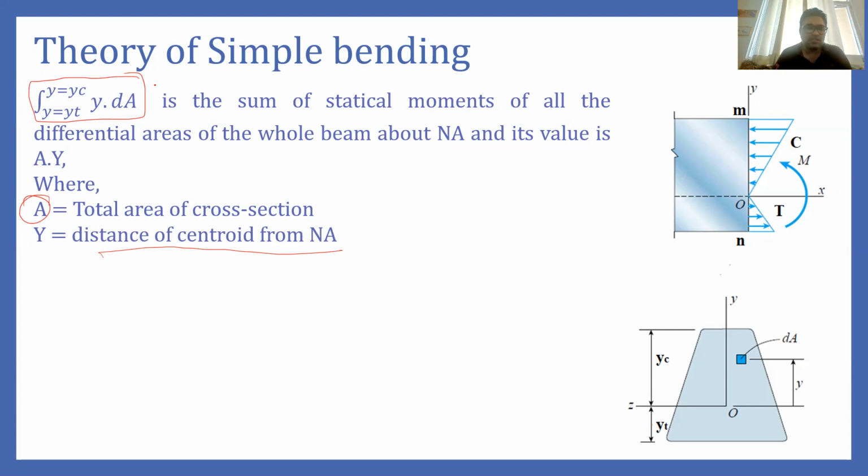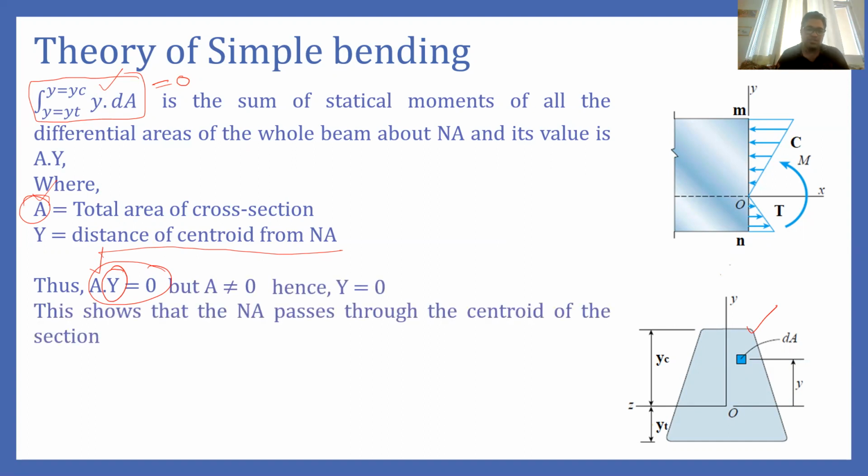Now we know that it should be equal to 0. Here we also know that area cannot be 0. As per this interpretation, Ay should be equal to 0, but in this case area cannot be 0 because we already know that there is some area which we are going to analyze. So ultimately Y should be 0. Now what is the meaning of this?